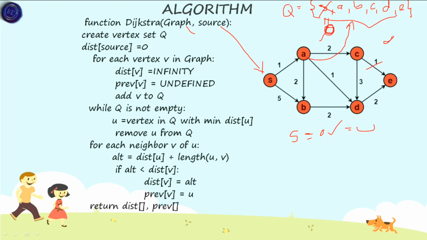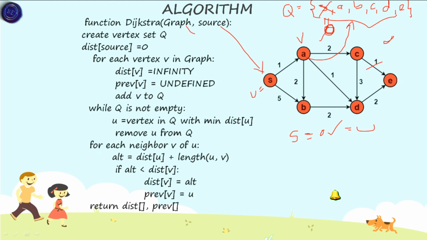So u neighbor, that means S is equal to U. S neighbor is A and S neighbor is B, we are going to find the distance of the V. So this is V and this is U. We are going to find the distance of V.